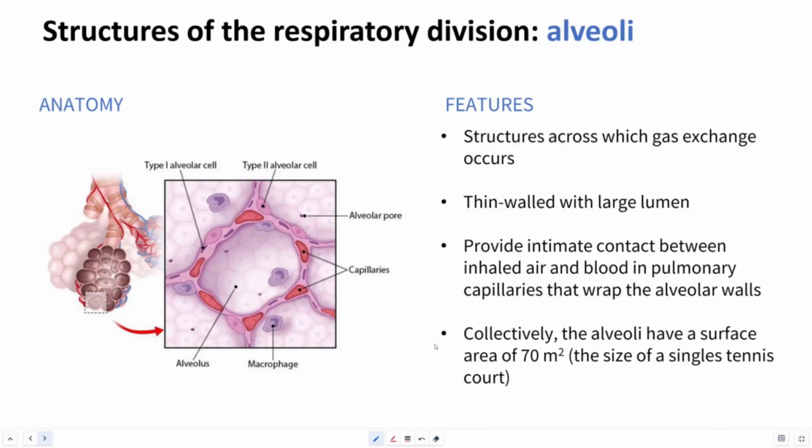The features of the alveoli include that they allow gas exchange to occur. These are thin-walled with a large lumen, and provide an intimate contact between the inhaled air and the blood in the pulmonary capillaries. Collectively, they have an increased surface area of over 70 square meters, which is roughly the size of a tennis court. You'll see macrophages, white blood cells, as well as type 1 and type 2 alveolar cells.